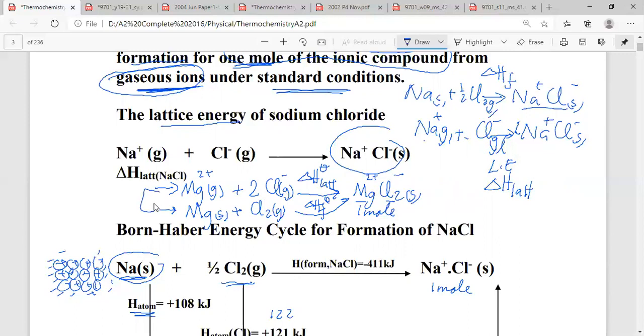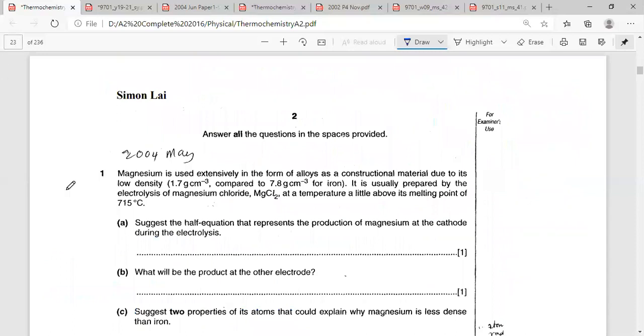So now let's give an example, a question, of lattice energy. Oh, sorry, I forgot to write here. Now page 23. I got it here. Page 23. Okay, I'll give you the past questions.